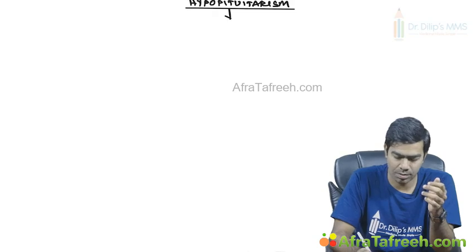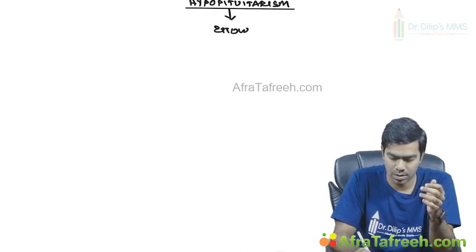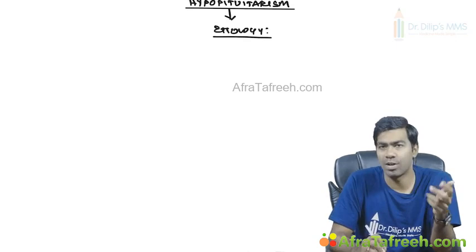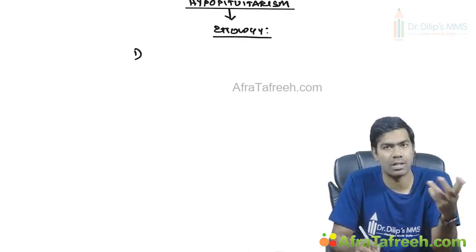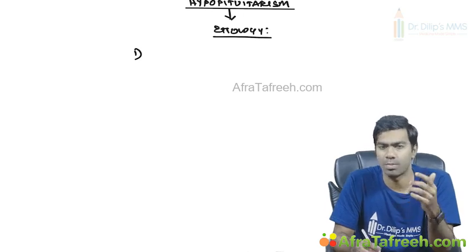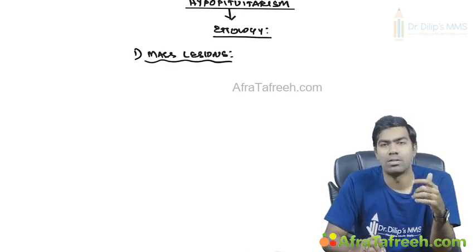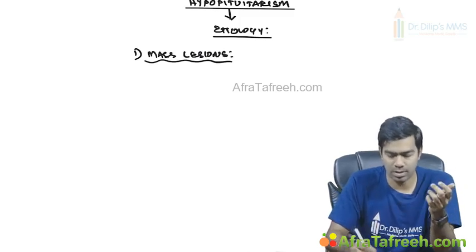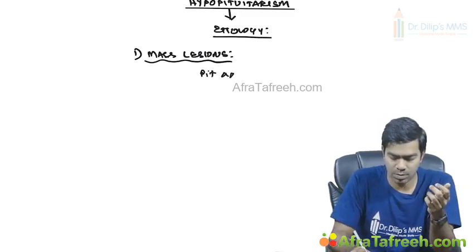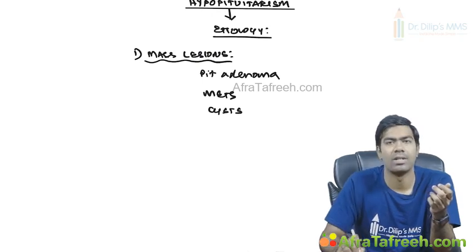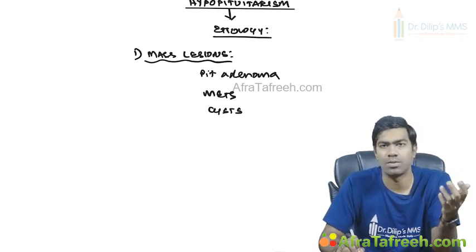So what are the causes and etiologies of hypopituitarism? That's what we're going to see first. When you discuss the etiology of hypopituitarism, the first thing that comes to my mind, and that should come to your mind, is mass lesions. Mass lesions can produce hypopituitarism. A mass lesion could be anything, from a pituitary adenoma to a carcinoma to a metastasis to the pituitary, or even some very benign disorders like cystic lesions.